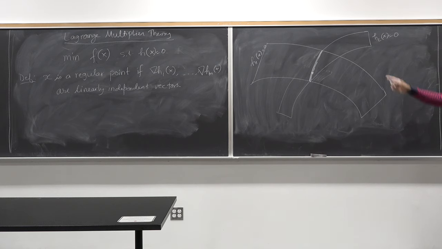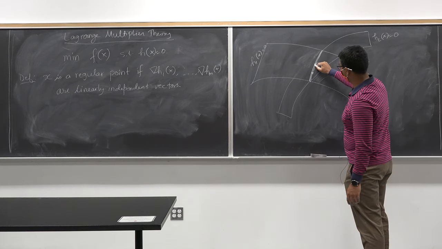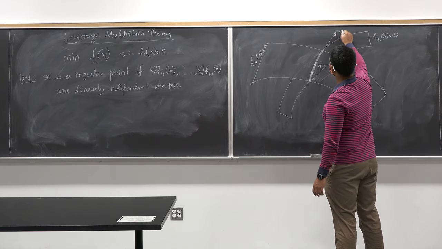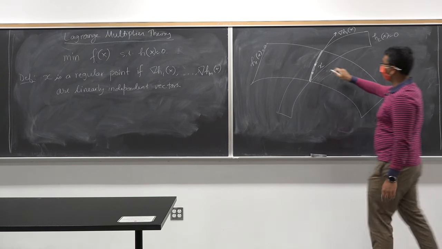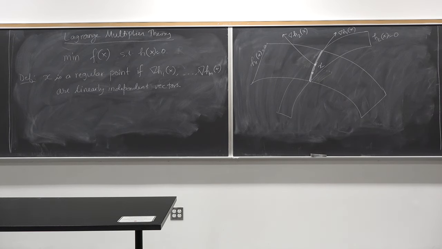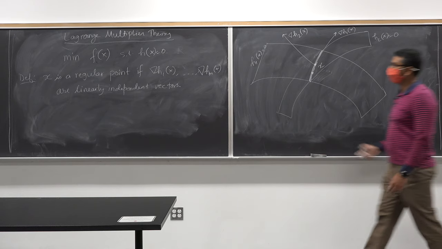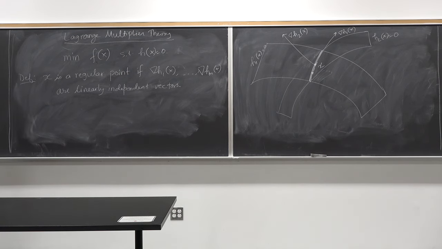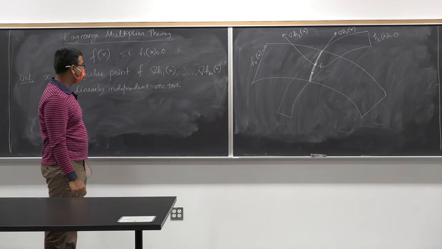Okay, so let's pick any point on this curved line. So this is my x. Can someone tell me what is gradient of h1 of x? Which direction does it point to? Normal to the surface? Yeah. So gradient of h1 of x will be normal to the surface. So this is my gradient of h1 of x. Gradient of h2 of x would be normal to the surface. Are the two vectors linearly independent? Yes, they are linearly independent. So therefore, this point x is regular. So I look at the outward normal, or the gradient of the function, and in this case they are linearly independent vectors.